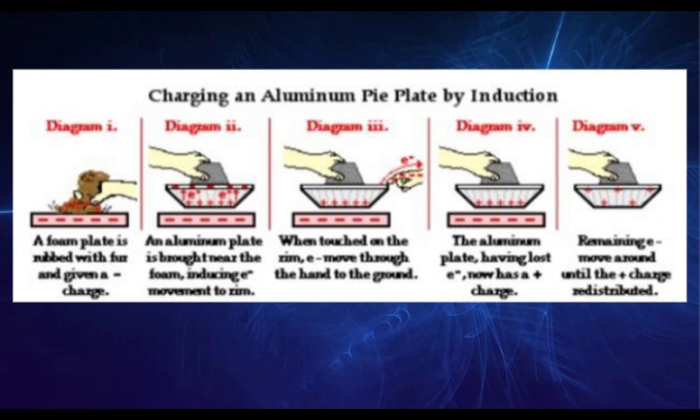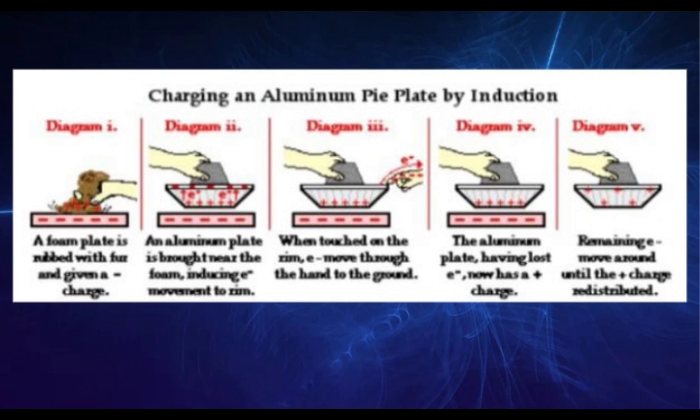And now, let's move forward to the third diagram. As we can see there, the rim of the plate is then touched, which provides a pathway from the aluminum plate to the ground. And also, electrons along the rim are not only repelled by the negative foam plate, but also, take note, they are repelled by each other. So once touched, there is a mass migration of electrons from the rim to the person touching the rim. You can see there on the third diagram.